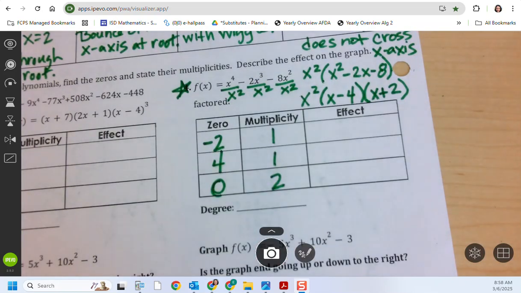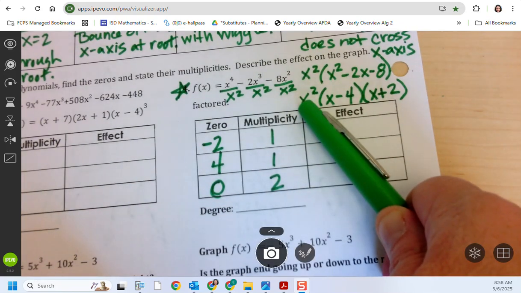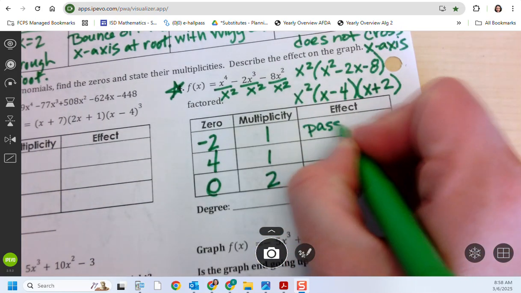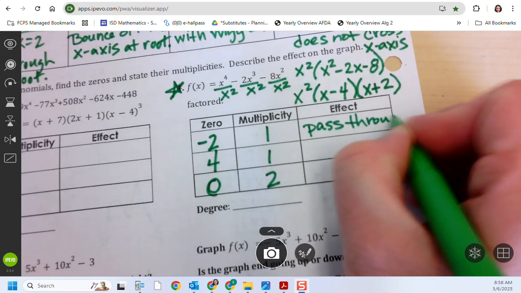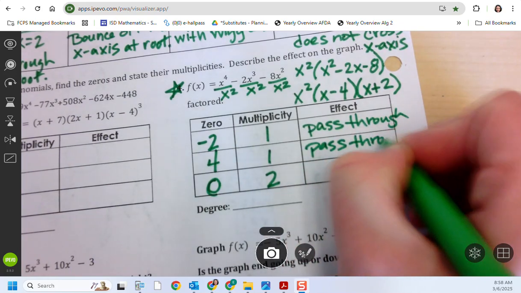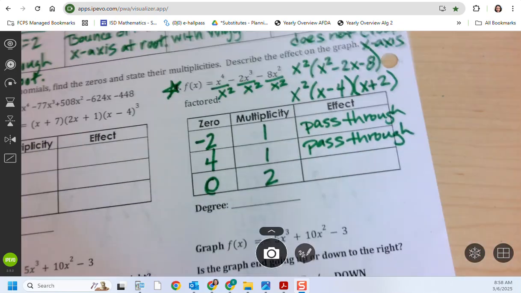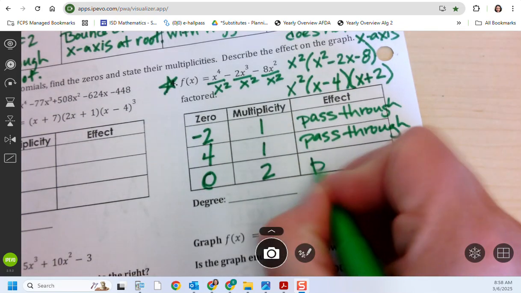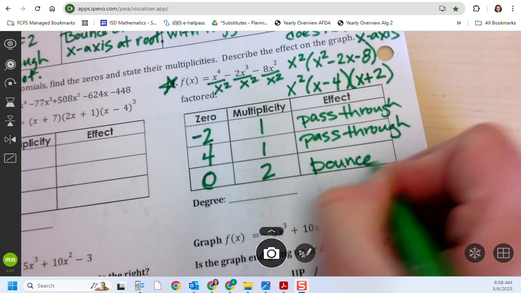Wait, how did you get 0 then? I set the x squared equal to 0, which gave me x equals 0. All right, so the effect of a multiplicity of 1 is just pass through. And then what is the effect when the multiplicity is 2? Bounce. Good. Okay.